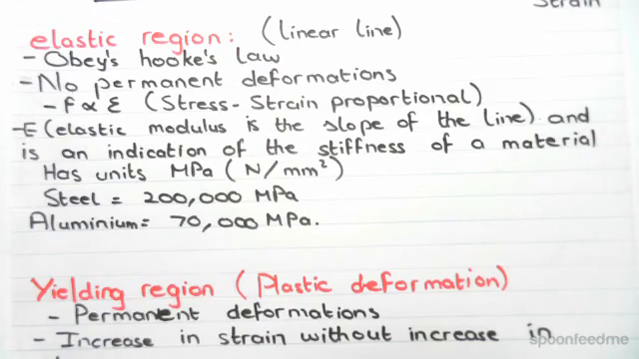I also stated the fact that elastic modulus is the slope of the line. Elastic modulus, also called Young's modulus or modulus of elasticity, is an indication of the stiffness of a material.